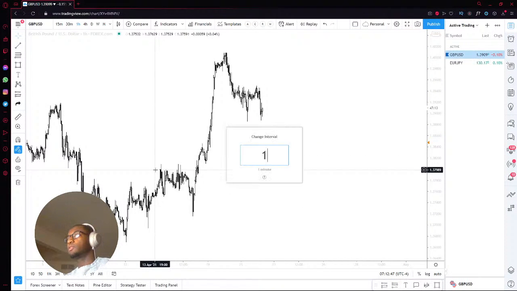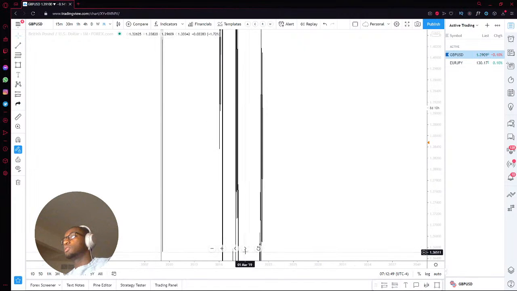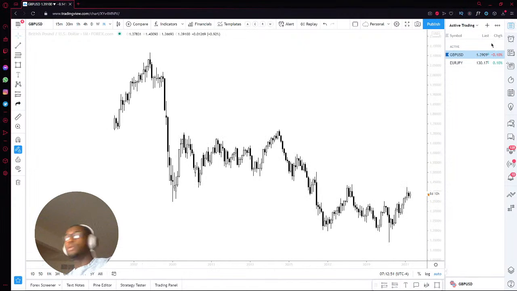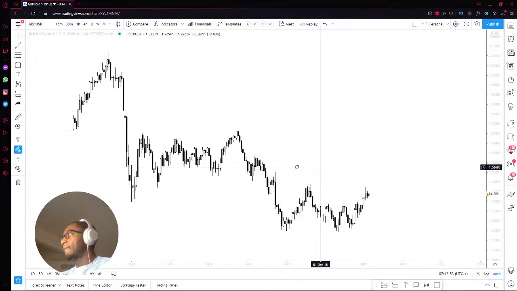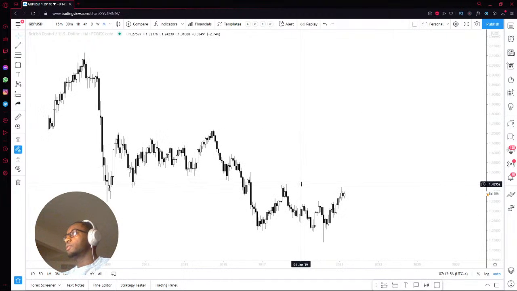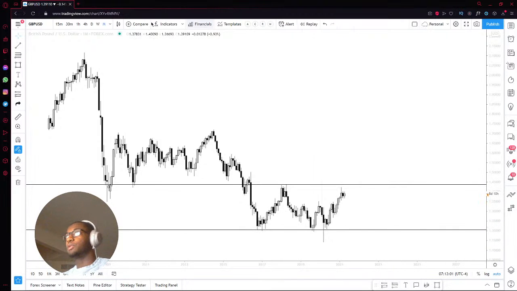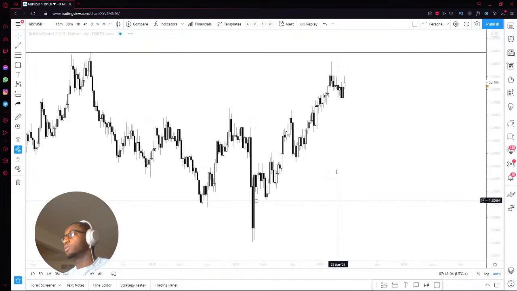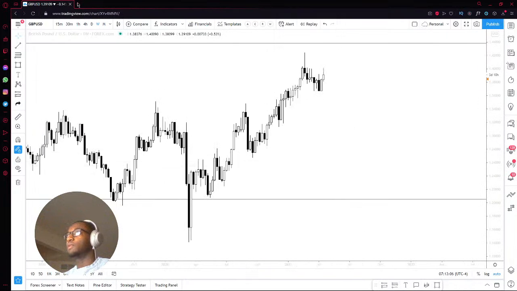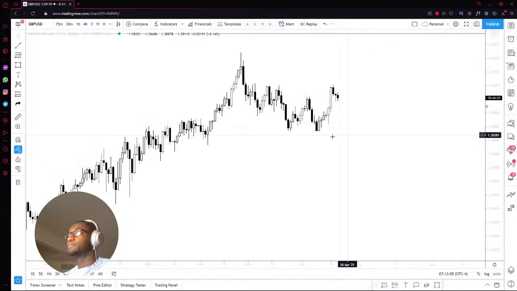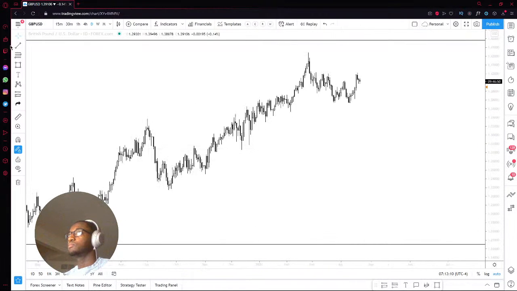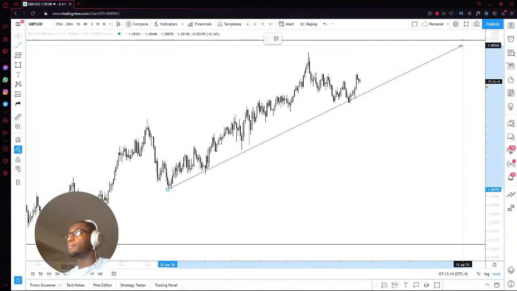Going to delete everything, go to the monthly, and do what we always do. So box price in, start on the monthly, horizontal line there, horizontal line here, uptrend on lower time frame, going down to the weekly. Weekly, we have an uptrend, gonna draw it on the daily. Boom.